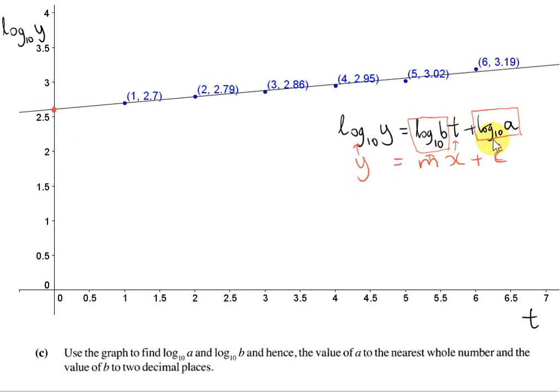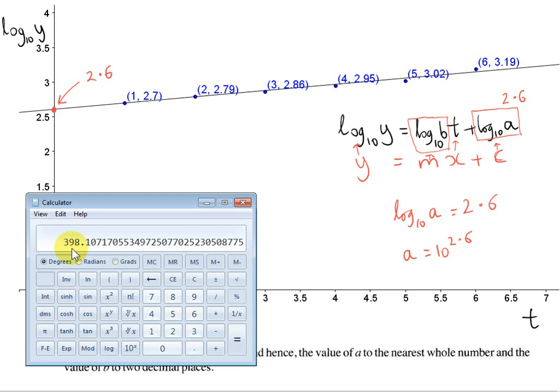Actually, I'll start off by getting log to the base 10 of A. So we'll try and estimate it from this graph. You can draw a line of best fit as best as you can through those points, and see what you get here. So this is very close to 2.6. So that's what log to the base 10 of A is. So how do we get A from that? Well, we just put 10 to the power of 2.6. Now to the nearest whole number, this is 398.